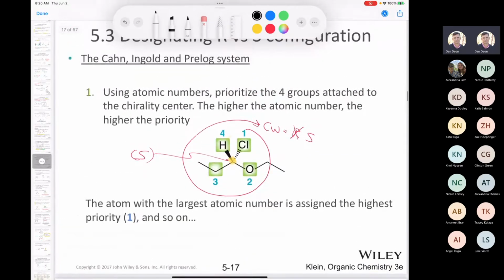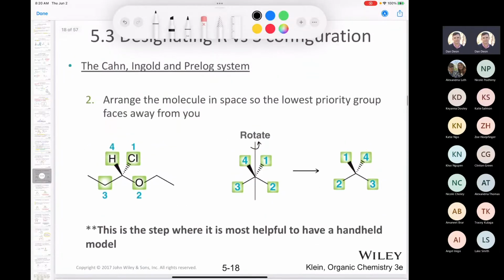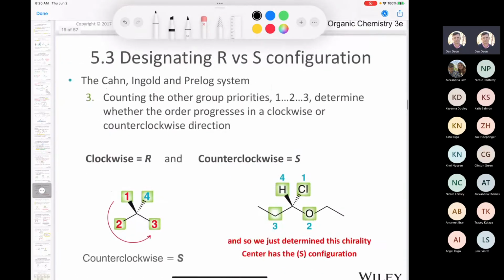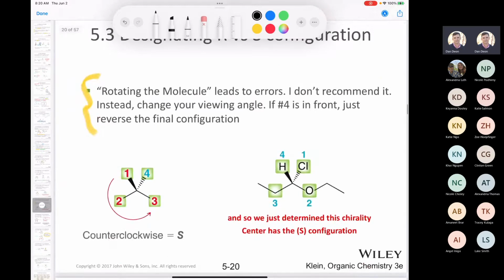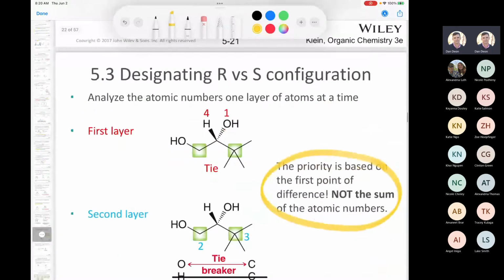Just some other nuances. Of course, if your lowest priority group is in front, like the second example we just looked at, you reverse the stereochemistry. What else? Another kind of interesting rule is that I don't recommend rotating the molecule. If the lowest priority group is in front, I reverse the stereochemical configuration like we just did. The book tells you to try other things. I recommend doing it the way that we just did it. It seems to work best for students.